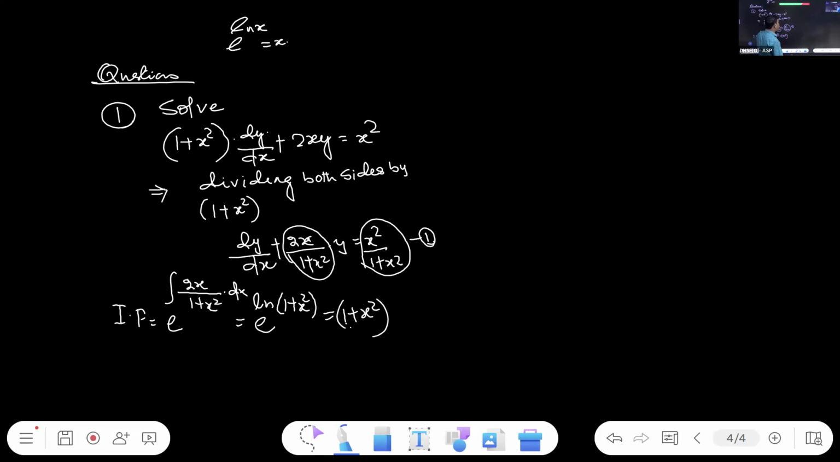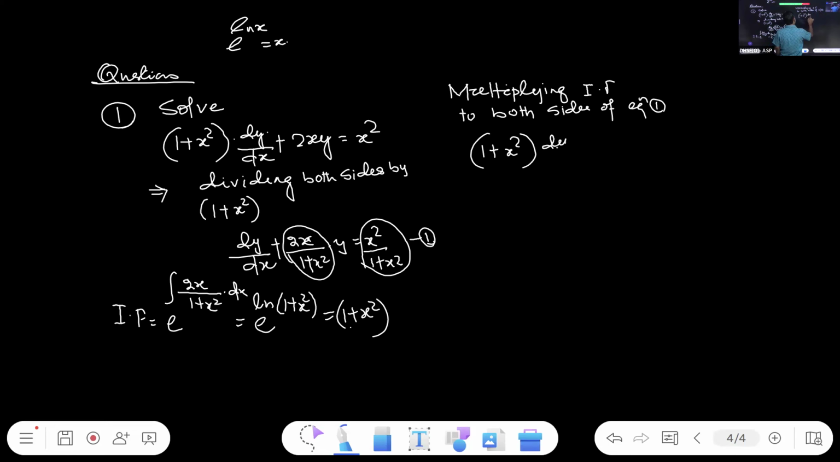Now multiplying integrating factor to both sides of equation 1, the equation will be 1 plus x square dy upon dx plus 2xy equals x square. Again, the equation takes the first form. So after multiplication, the left-hand side of the equation will be the derivative of the product of the dependent variable, here y, into integrating factor, that is 1 plus x square, equals x square.